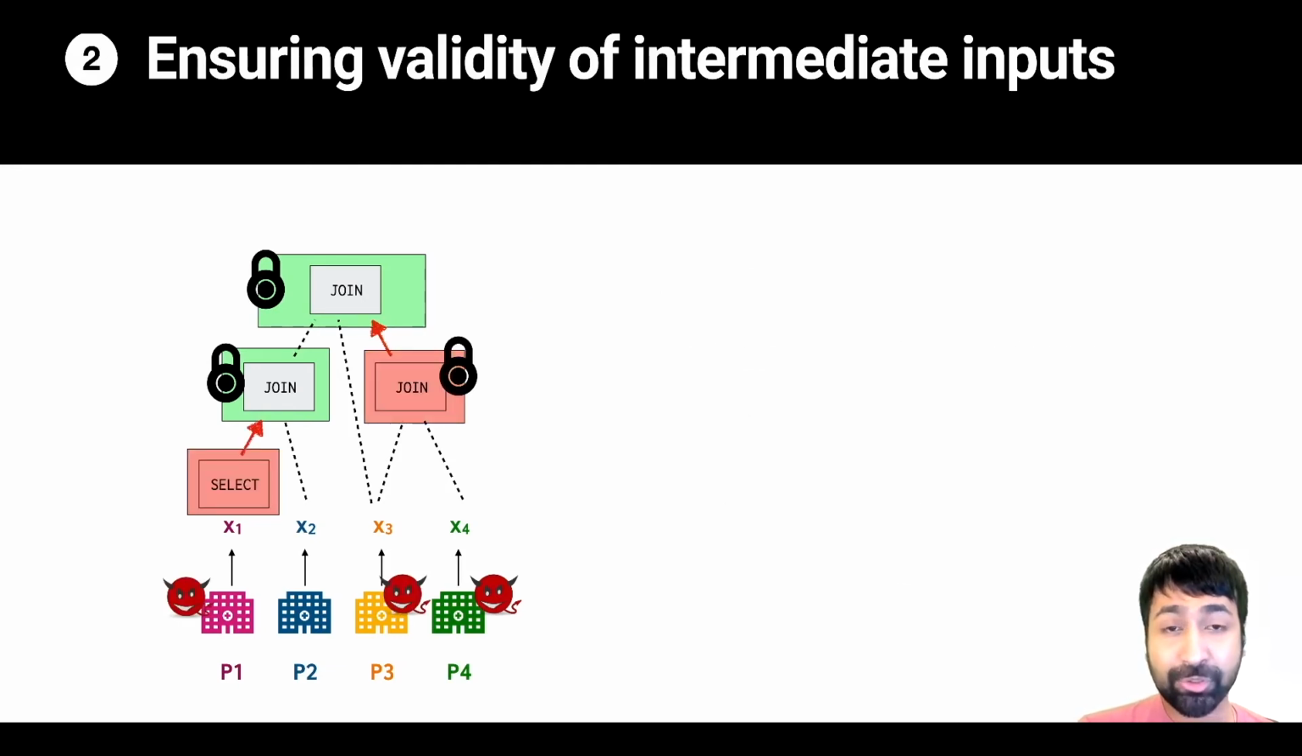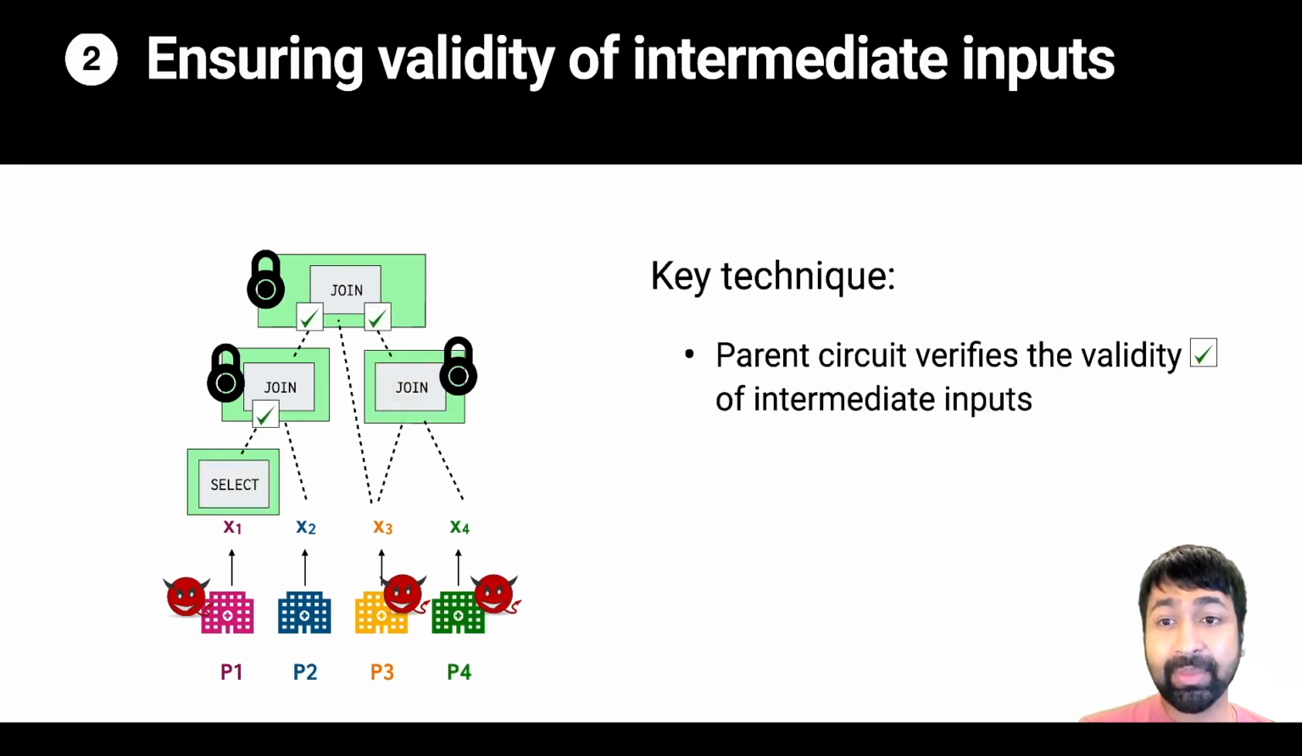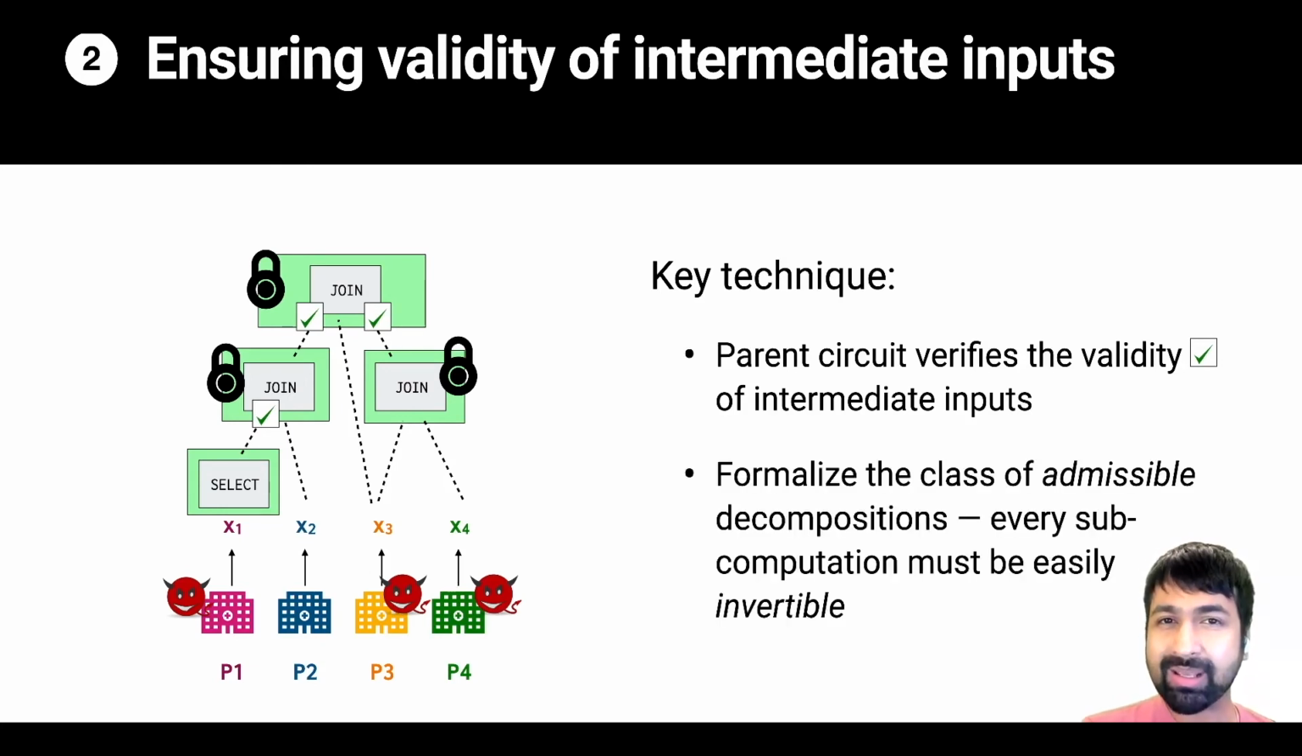The second challenge we need to address is to ensure that the adversary is not able to provide invalid inputs to a parent MPC subcomputation. This means that given a child subcomputation, we need to first be able to deduce what possible outputs are valid. And then the parent MPC must be able to efficiently verify that the received inputs belong to the range of possible values. When is this verification possible in an efficient way? It is possible if each subcomputation in the decomposed version can be efficiently inverted. And we say that a circuit can be admissibly decomposed in a particular way only if every subcomputation is efficiently invertible.